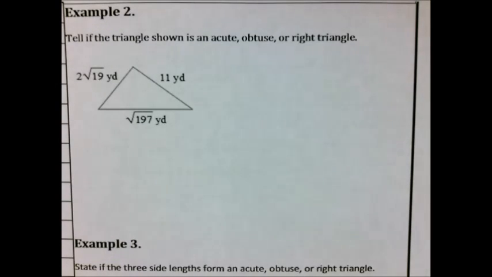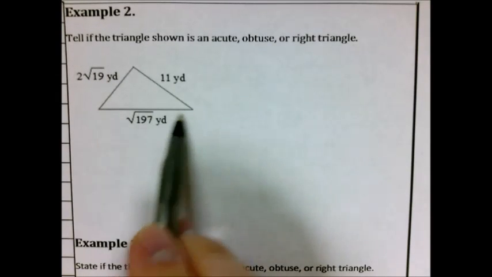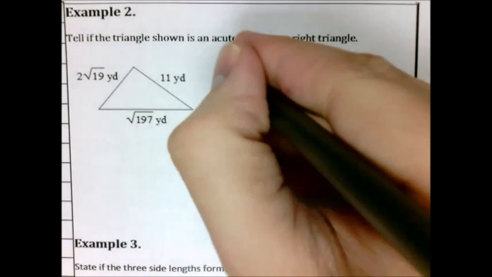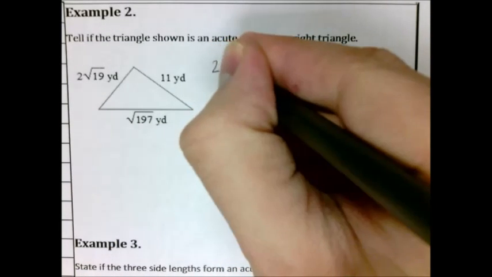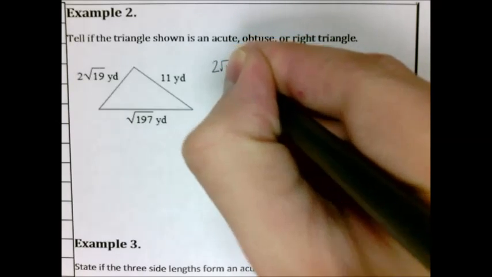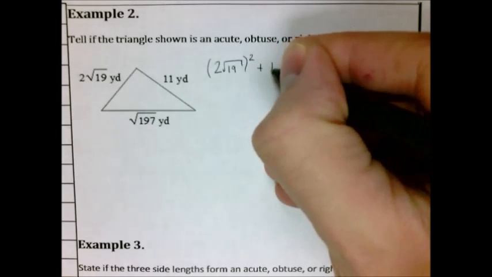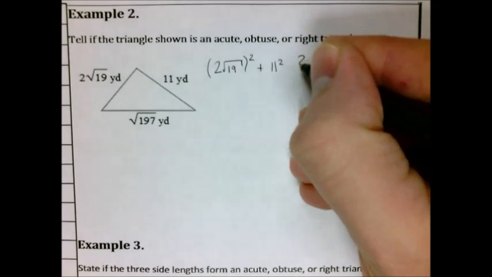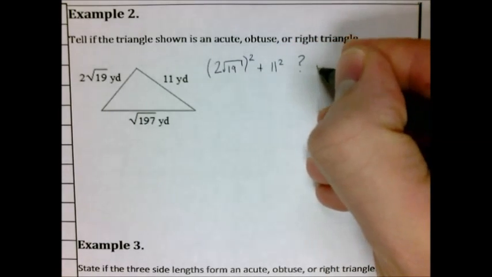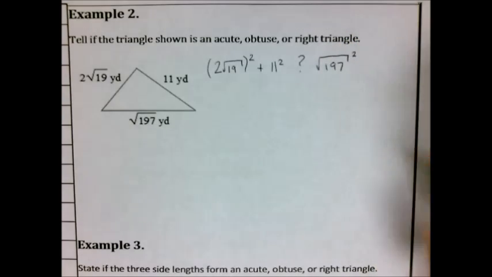Alright, same type of thing here, except this time we have a couple of radicals. We're supposed to tell again if this is an acute, obtuse, or right triangle. We can see the longest side is going to be this bottom one, the square root of 197. So let's take a squared, which we're going to call 2 times the square root of 19. We're going to square that, add it to 11 squared. We want to know, is that less than, greater than, or equal to the square root of 197 squared?